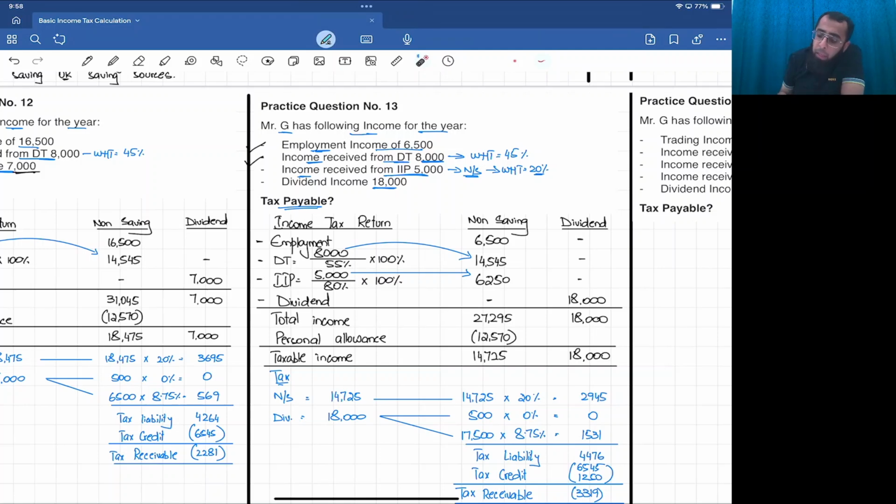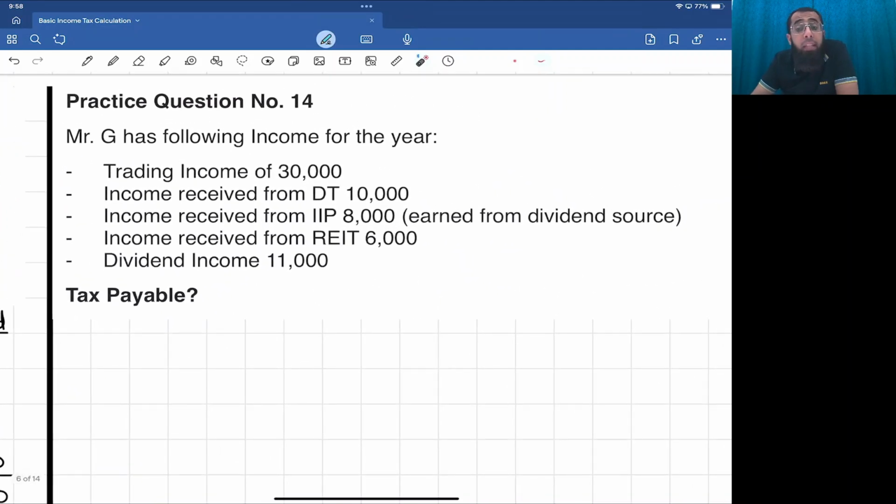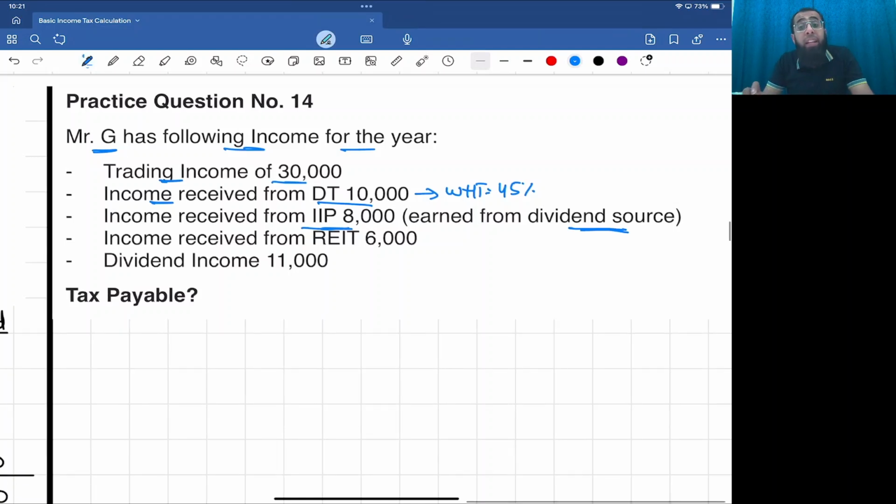Okay, let's apply it in two more practice questions and you will get a better idea of how exactly you have to deal with things. Let's look at it. Practice question number 14. Okay, so let's look at this question. Mr. G has the following incomes for the year. Trading income 30,000. Income received from discretionary trust. Now on discretionary trust, you all know that withholding tax is 45%. Income received from IIP, earned from dividend source.